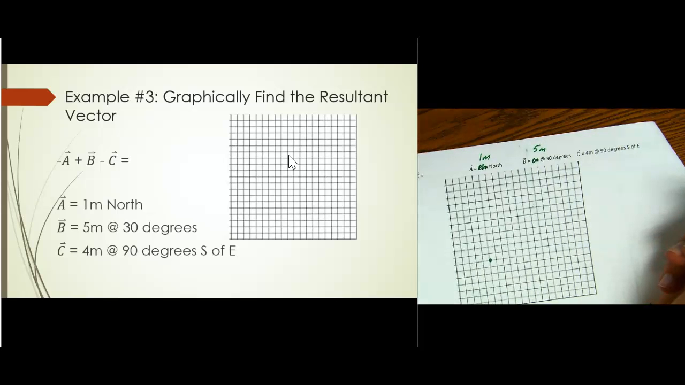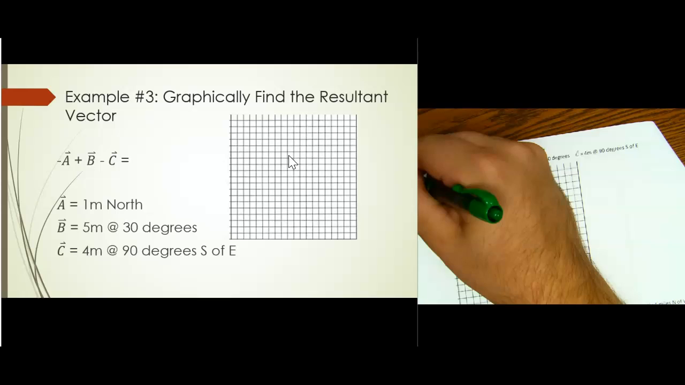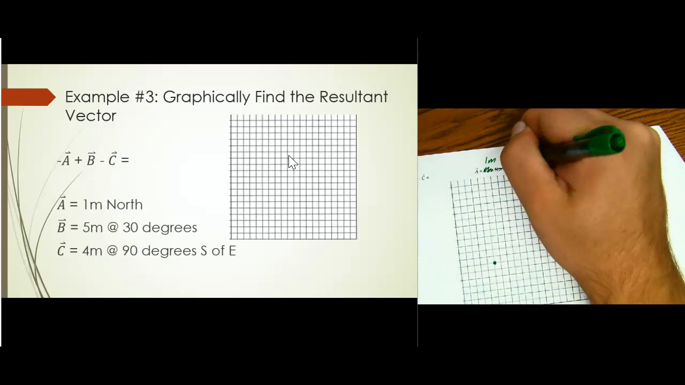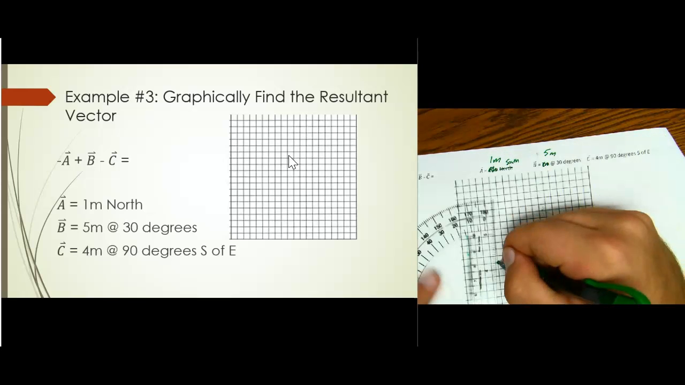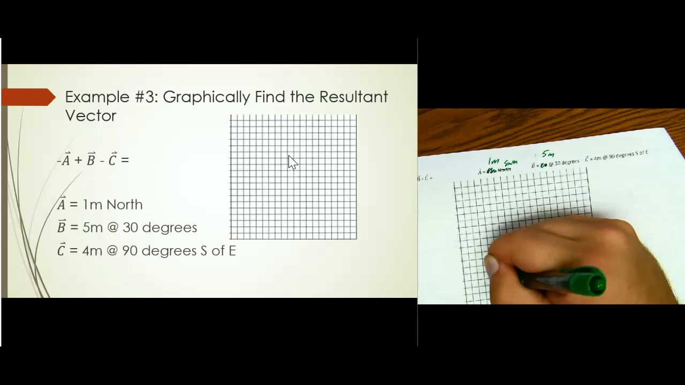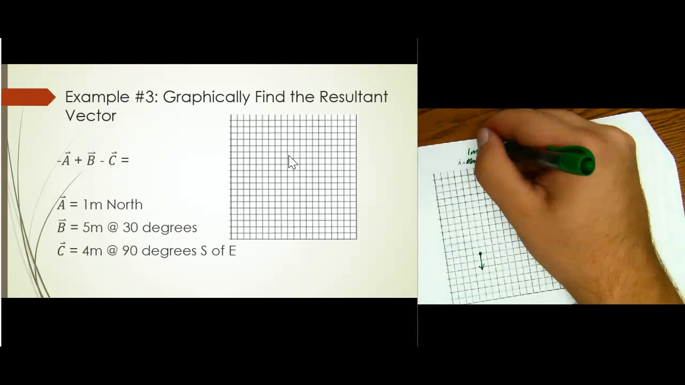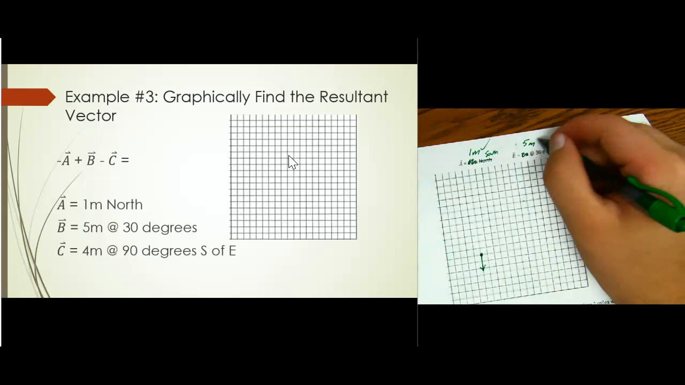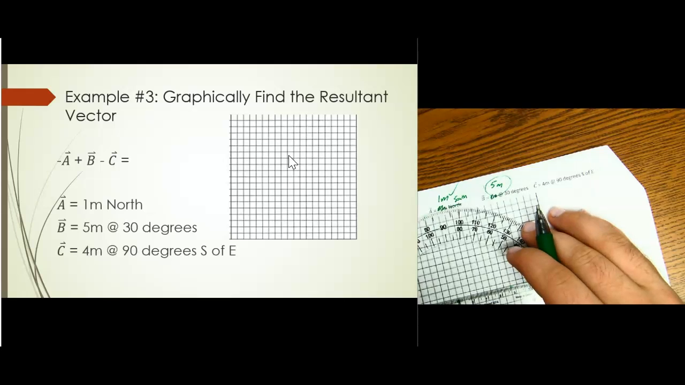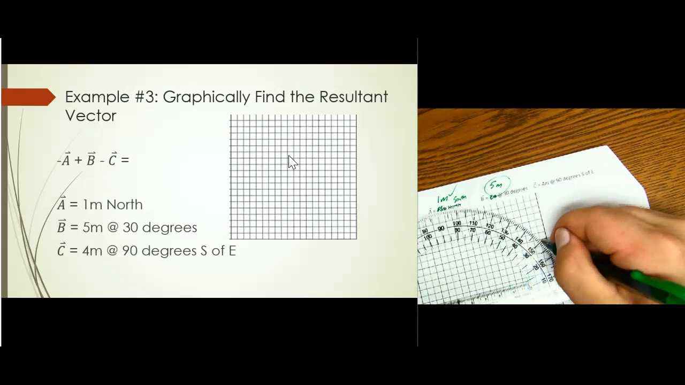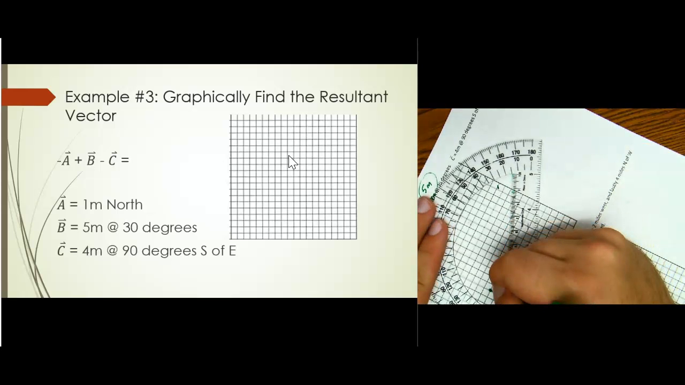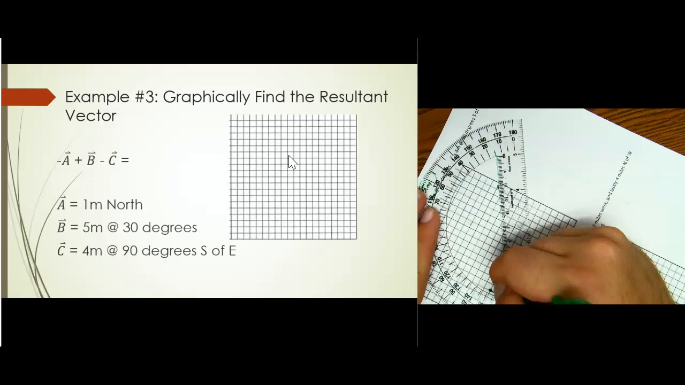That's my start point. I have negative A. Ooh, so 1 meter north, instead of north, that's going to change south. 1 meter south. Okay, 1 meter south. Okay, did that. Plus a B, so okay, this is positive. 5 meters at 30 degrees. Okay, there's my 30 degrees. Got to line up my 2 lines. 5 meters.